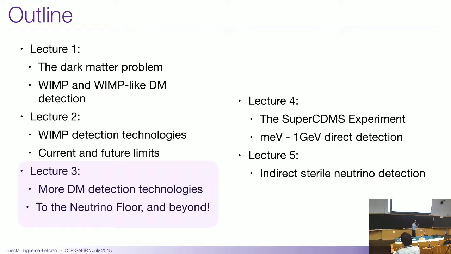Then we started talking about specific technologies, and we covered two of the technologies in use: noble liquids, and cryogenic crystal detectors. We saw some of the limits that we currently have, and we talked about the DAMA signal for a little bit.